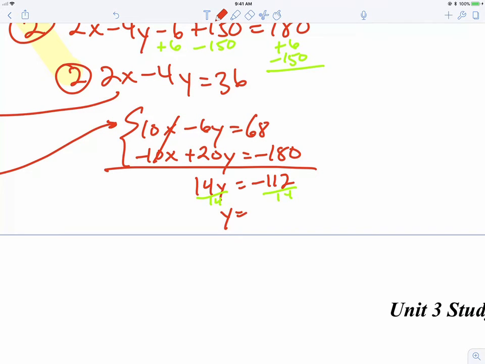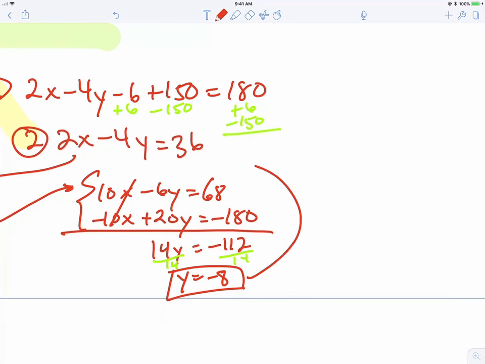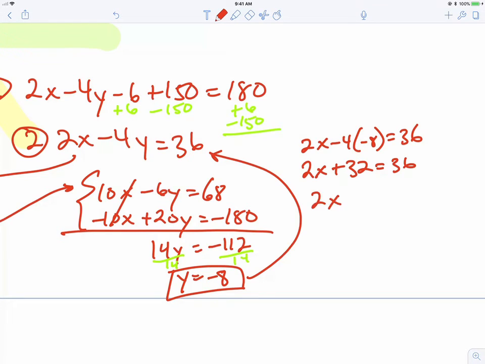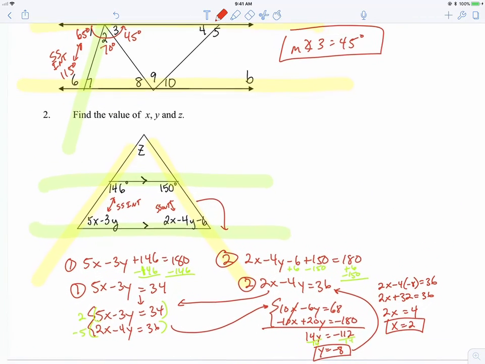and I get negative 8. That's our y. How do I then get our x? I'll plug that into this second equation up here. So I've got 2x minus 4 times negative 8 equals 36. So I got 2x plus 32 equals 36. I subtract 32 off both sides and get 2x equals 4. Therefore, x equals 2. So now I've got my x and my y.